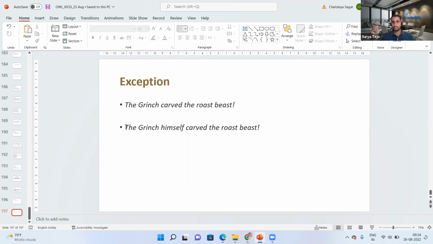So himself is used in such a way, even though the subject and the object are clearly not referring to the same thing for the verb carved. It is not actually referring to the same one, but still you use himself only when you want to add emphasis. So this is the only exception for the reflexive pronoun.